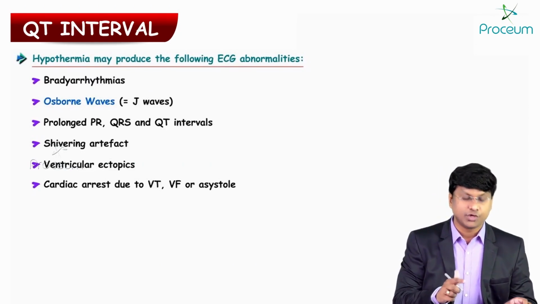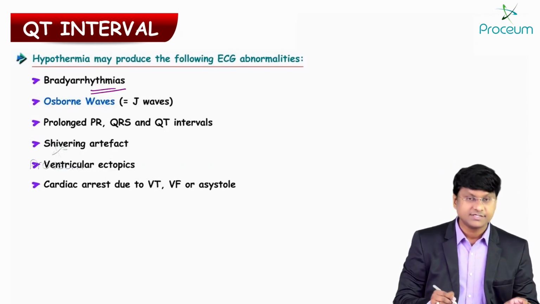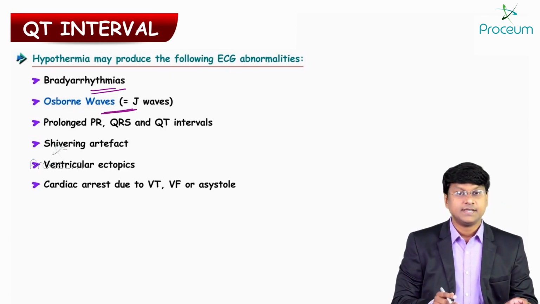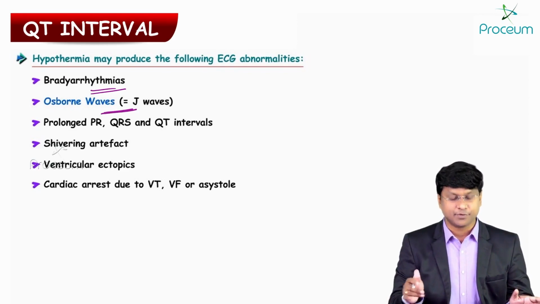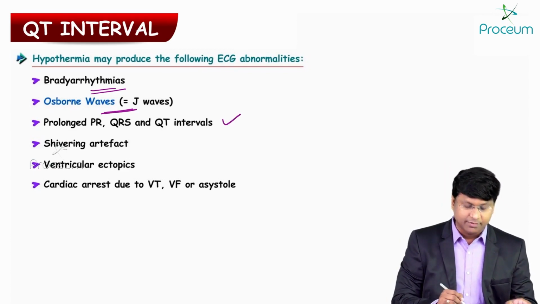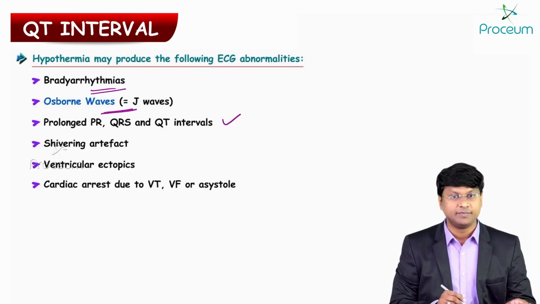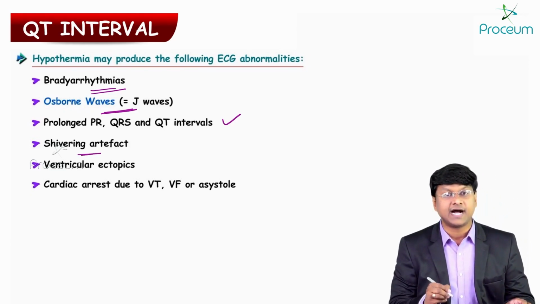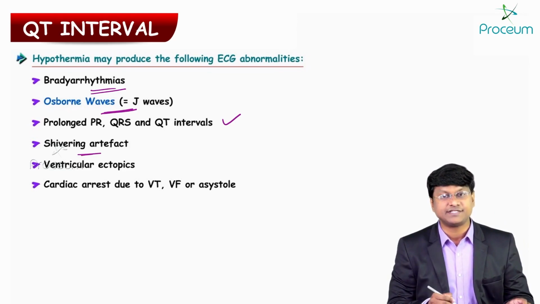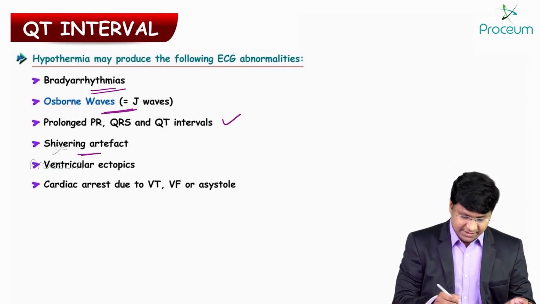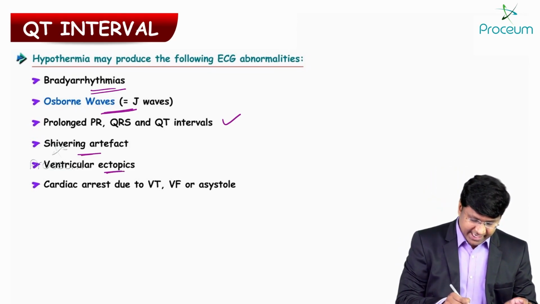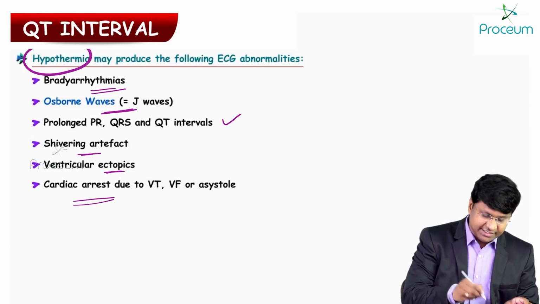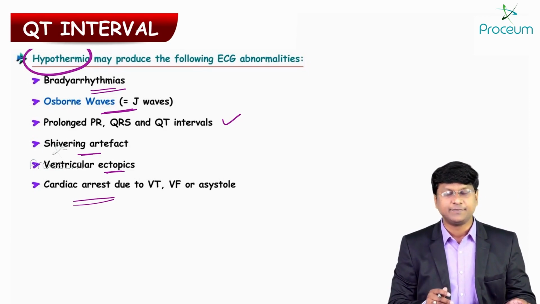And in hypothermia, what are the other changes? The other changes you will have are bradyarrhythmias, the Osborn wave or J wave, and almost all the intervals are prolonged. The PR interval, the QRS complex as well as the QT interval will be prolonged. There will also be the presence of shivering artifact. I'll show you that ECG with shivering artifact. There can be ventricular ectopics and finally there can be cardiac arrest. That is what the ECG changes are like in patients with hypothermia.